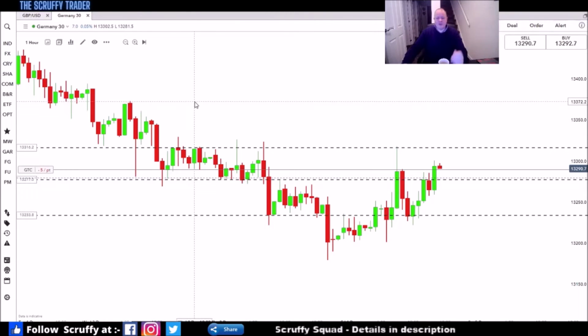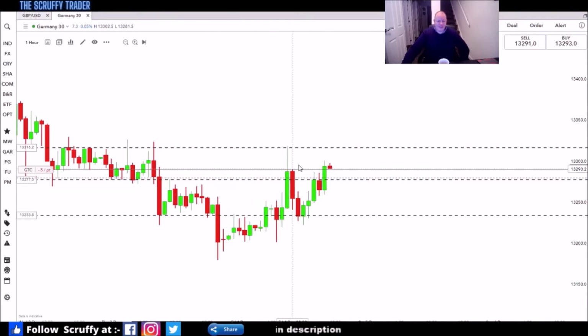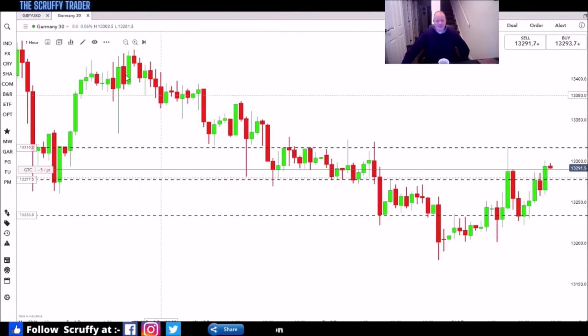It also showed me some good rejections as well, because that's about as good a rejection as you get. And I know it's green, but it pushed up. But look how big that tail is. That tail tells you that the market is pushing down.